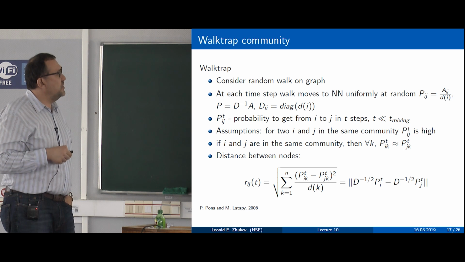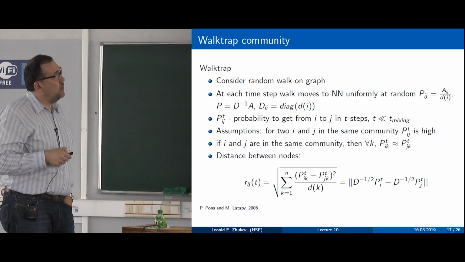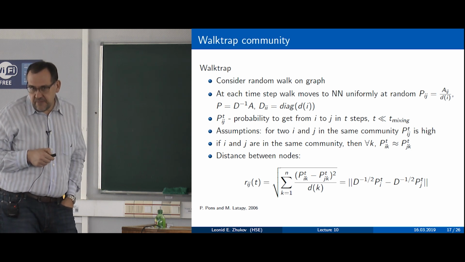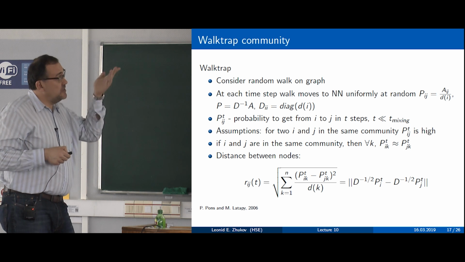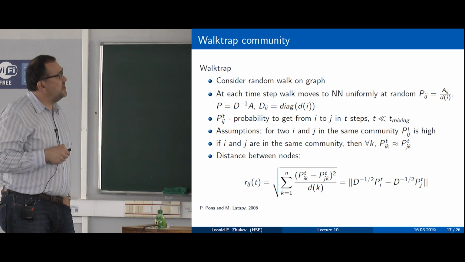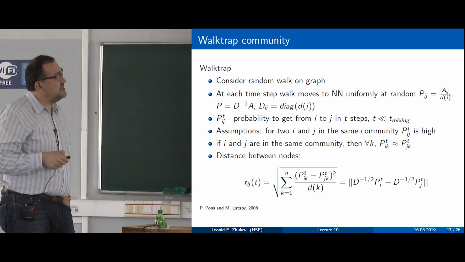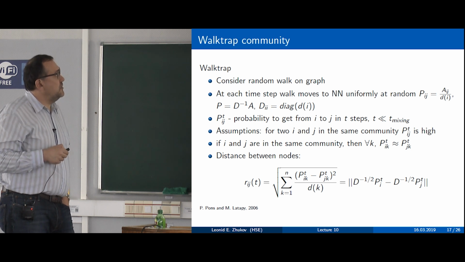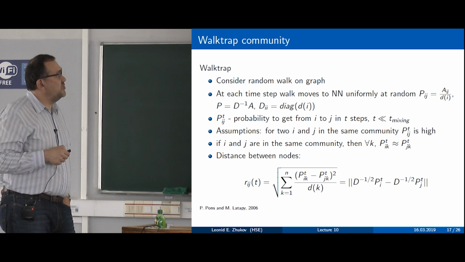This one is called Walktrap. Again, a random walk on a graph. It's a uniform random walk, which means from every node, we just uniformly take a random step to its neighbor. And this is exactly the same thing as with PageRank, right? Oh, and by the way, this can be done also on a directed graph if needed. Then this probability P_ij^t is the probability to get from node i to node j in t number of steps. And you literally can compute it as taking your matrix to the power of t and looking at the values between i and j, right?